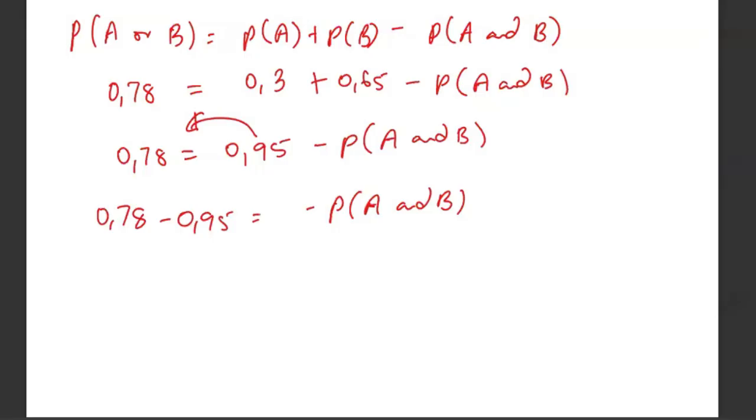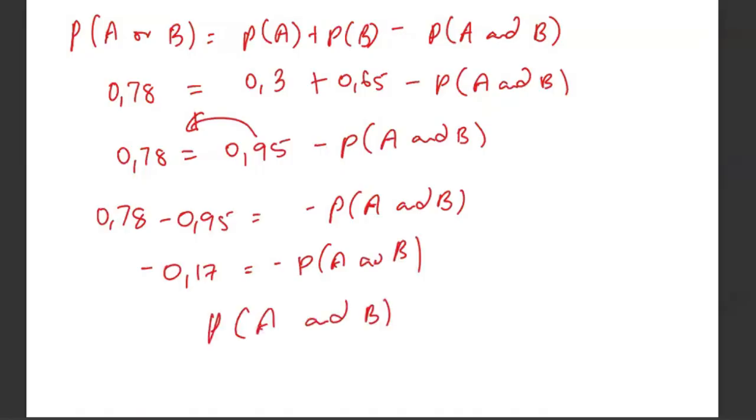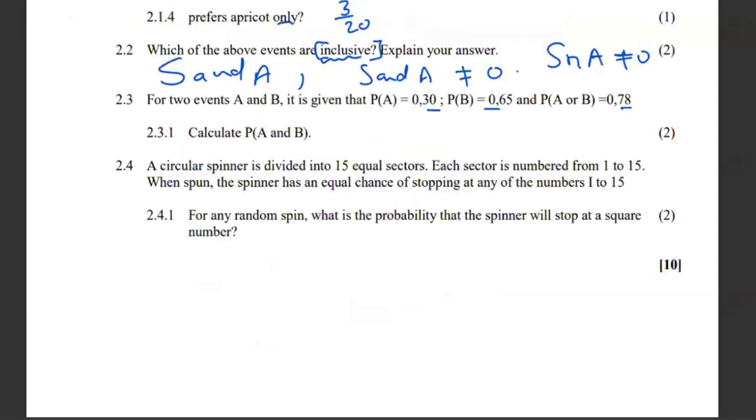I know it looks a bit long or lengthy, but you just need to know how to work it out. So we're getting negative 0.17, which is the probability of A and B. So divide by negative, meaning that our answer for the probability of A and B is going to be 0.17.